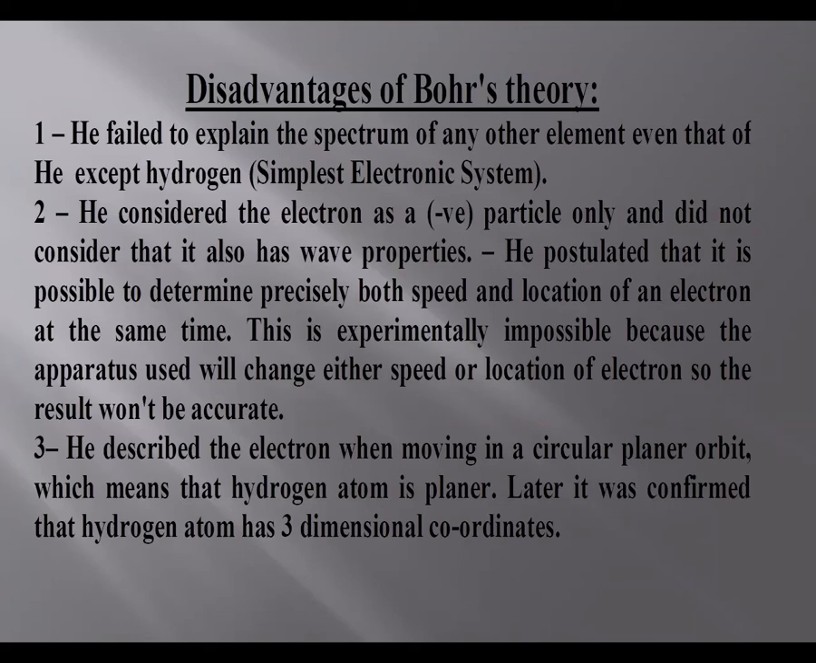He postulated that it's possible to determine precisely both the speed and the location, because the apparatus used will change them, which means that Bohr postulated that he can determine the speed and the location precisely at the same time. But experimentally, it's impossible. Why? Because the apparatus used to determine the speed or the location won't give the result accurately. Number 3, he described the electron as moving in a circular planar orbit, which means that the hydrogen atom is planar. Later, it was confirmed that the hydrogen atom has 3-dimensional coordinates.